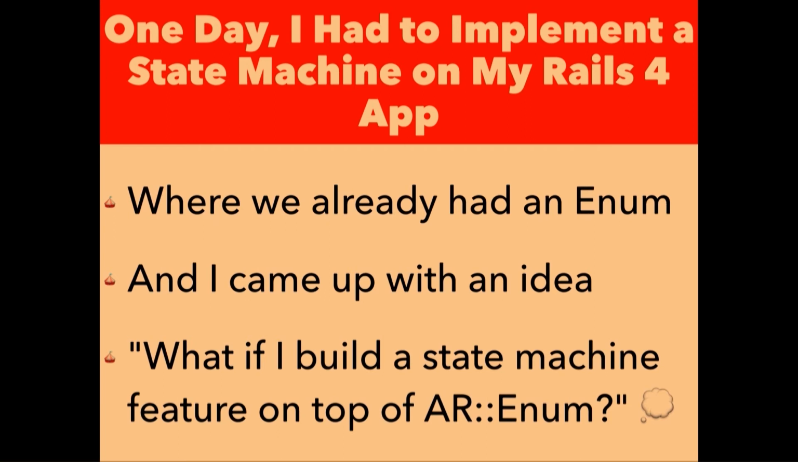So one day I had to implement a state machine in my Rails application. For Rails 4, which already has Enum, right? So I came up with this idea. What if I build a state machine feature on top of Active Record Enum? It's kind of the same thing, but we need to add something on it.